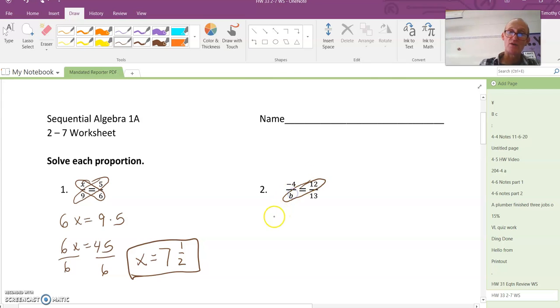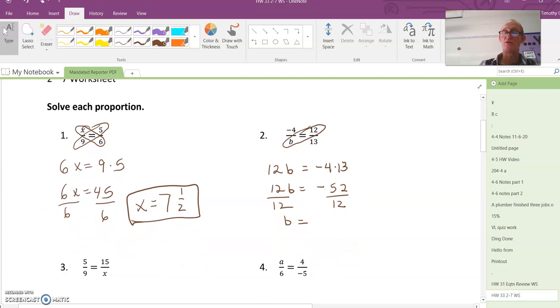We're going to do 12 times b is equal to negative 4 times 13. And so 12b is equal to negative, I think this is 52. Yep. So divided by 12, and b is equal to negative 52 over 12, which is negative 26 over 6, which is negative 13 over 3. So negative 13 thirds is the correct answer for that, I hope.